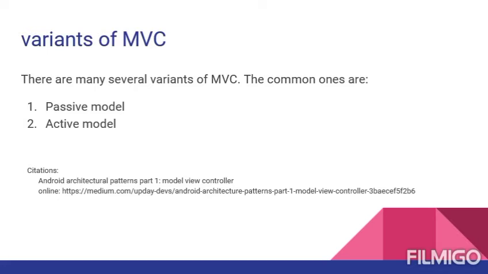There are many variants of MVC. We have the MVP and then the MVVM. The MVP is known as the model view presenter. The model view presenter has two variants. We have the active model and then the passive model.